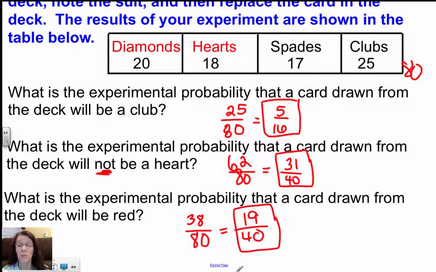Now, that's pretty close to what our theoretical probability would be, because red is half of the deck. We would expect it to be a 20 out of 40. So that's pretty good. Doesn't always work out that way, but usually with the more trials you do, the more exact you get.